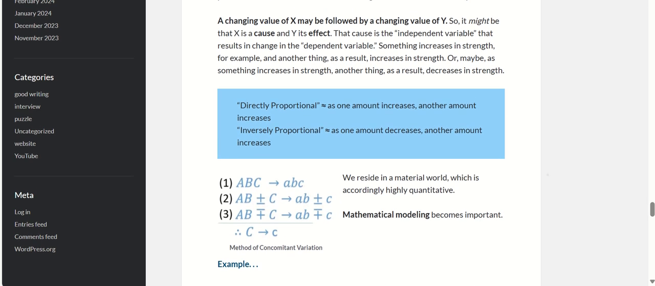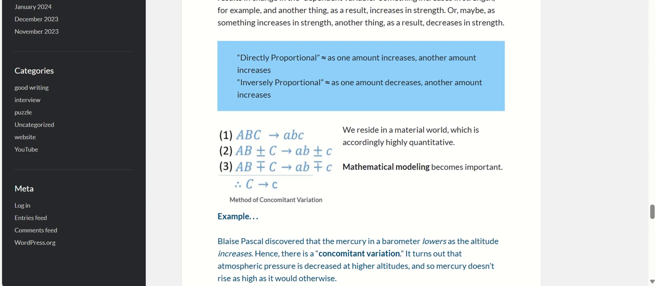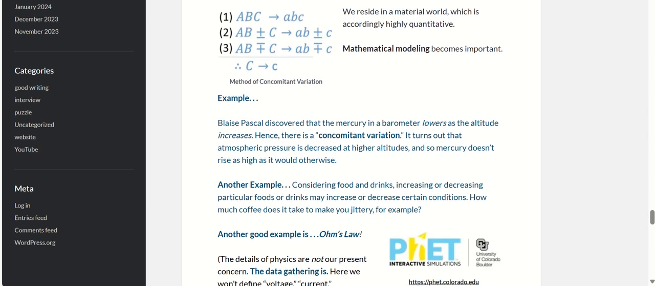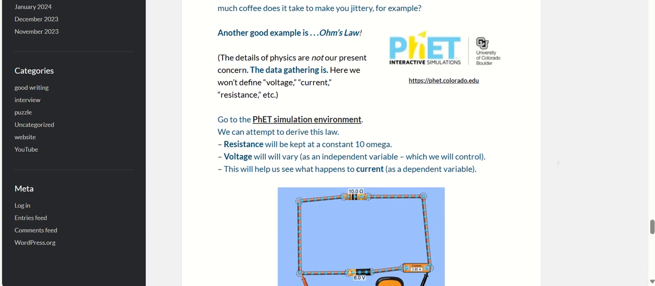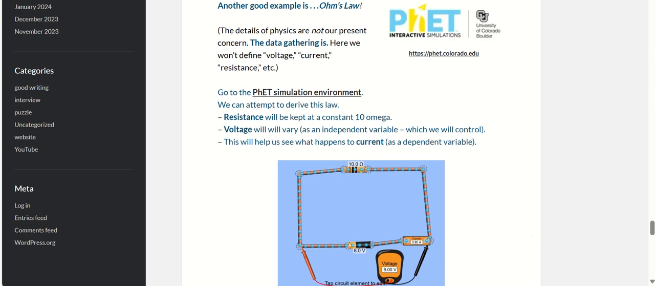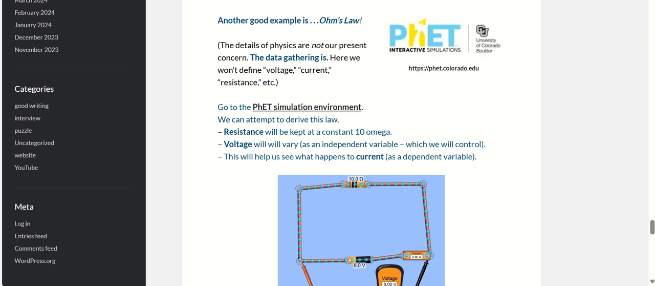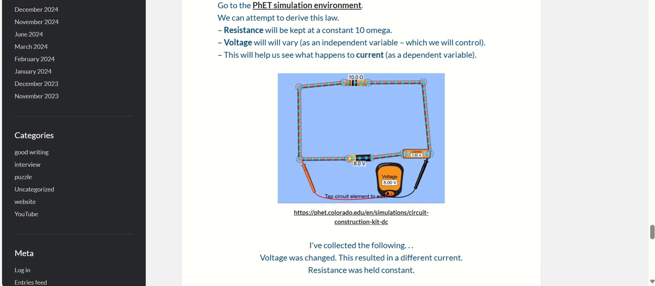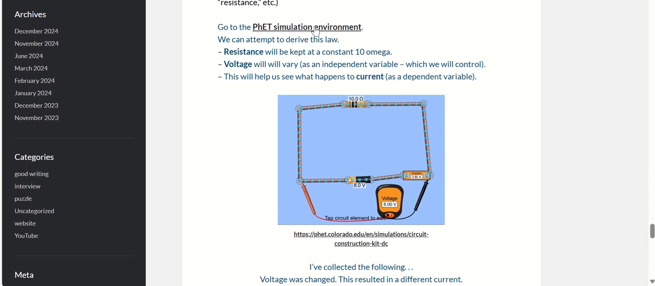Mathematical modeling often deals with these types of issues. We're thinking about something directly proportional or inversely proportional. And there are a lot of examples of this. I go through Ohm's law, that we could, so to speak, derive by this kind of experiment, with the simulator. I link to it, and you can play with it.